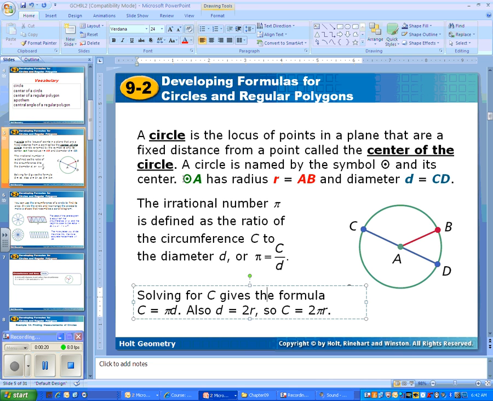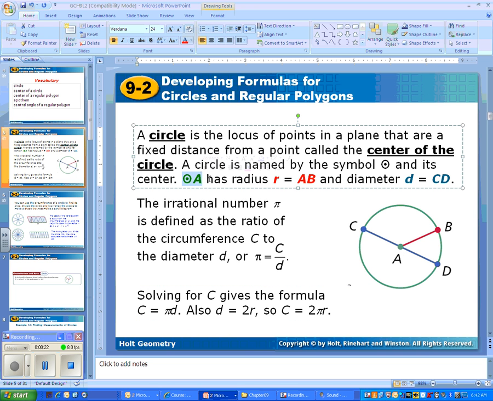And when we talk about circles, we use this symbol. This means circle A. And the radius is only half of the circle. It goes from the center to any point on the outside of the circle, and the diameter is when you have two radii, so it goes through the center. CD is the diameter.